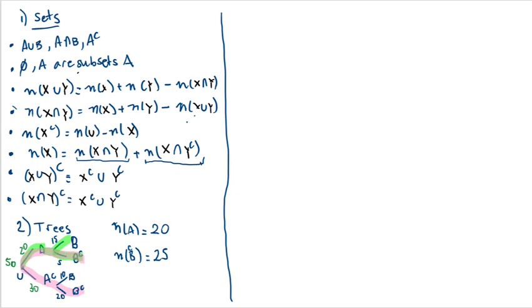There's another equation that is not so intuitive, and we will use it in an example soon. The number of elements in X is equal to the number of elements in X intersection Y plus the number of elements in X intersection Y complement. So given a problem with two sets, X and Y, the number of elements in X can be calculated by these two numbers here, okay?